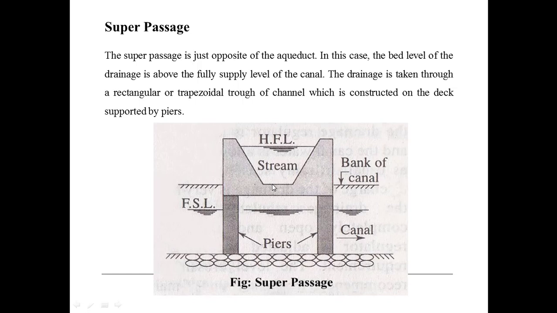it is just opposite to the aqueduct. In the case of an aqueduct, the stream is flowing below, while the canal is flowing above the stream, but in this case the canal is flowing below the stream and the stream is flowing above the canal.